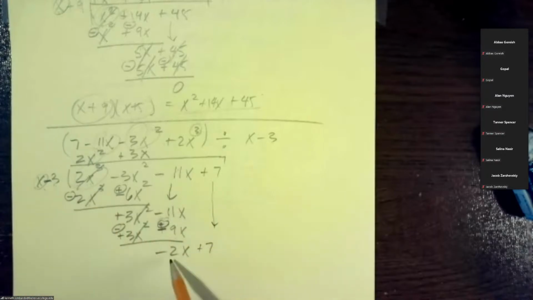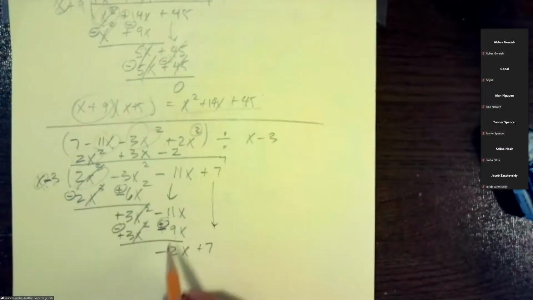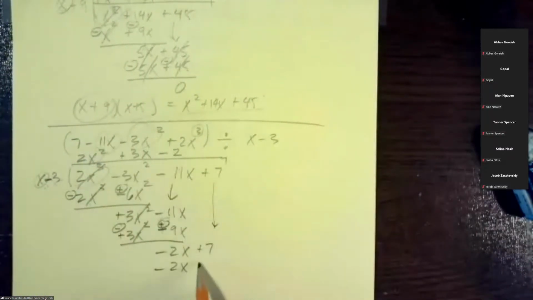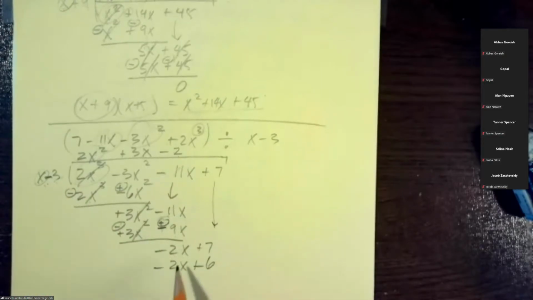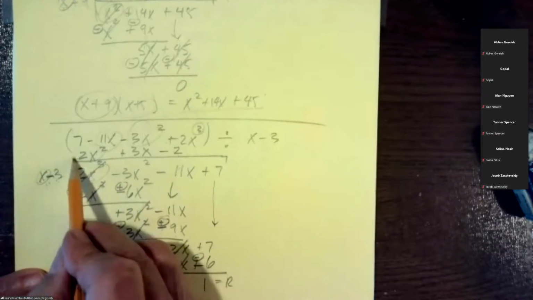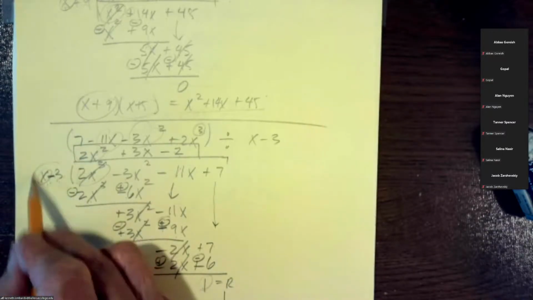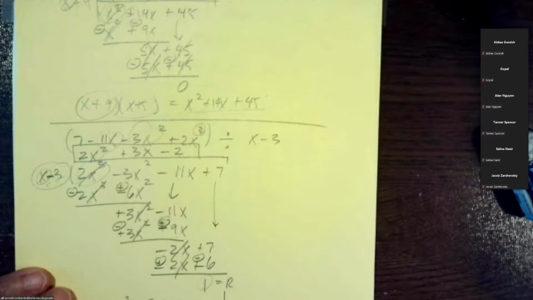Divide again. X into negative 2x is going to give me a negative 2. Negative 2 times x is negative 2x. Negative times a negative is a positive. 3 times 2 is 6. Change my signs because I'm subtracting. Those cancel. Positive 7, negative 6. So my remainder is 1. So now my solution, which I show here, is going to be 2x squared plus 3x minus 2 plus the remainder, which is 1 over the divisor, x minus 3.